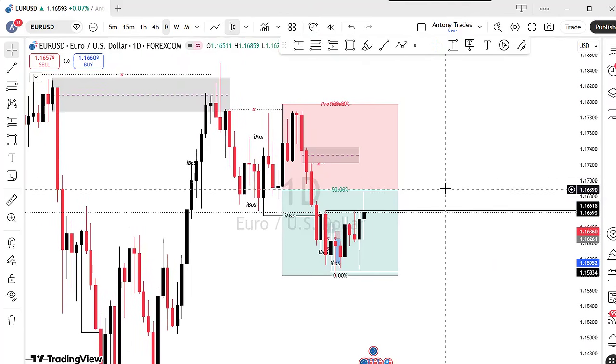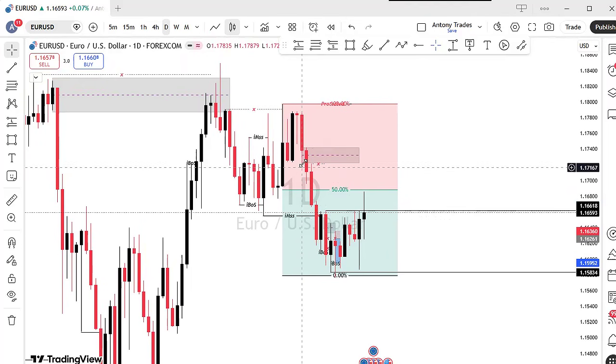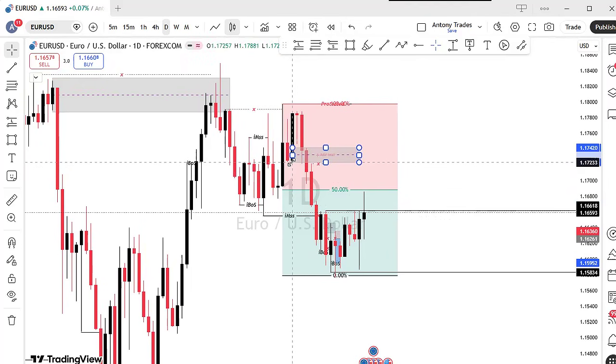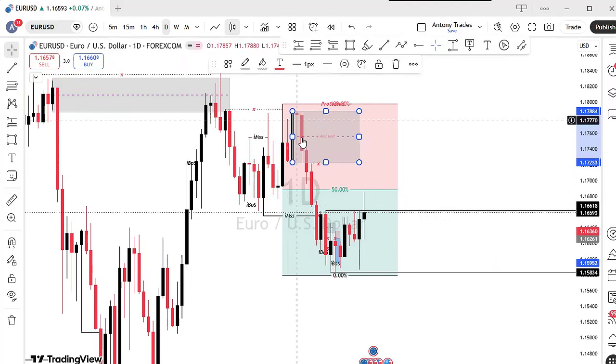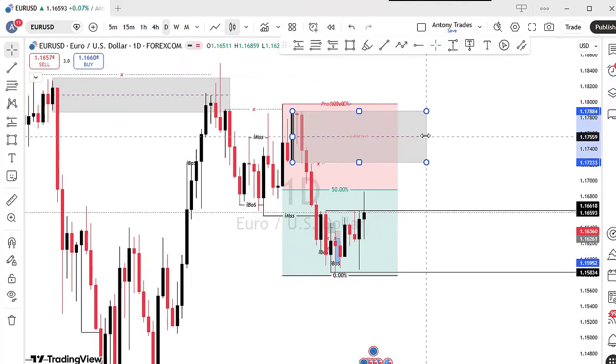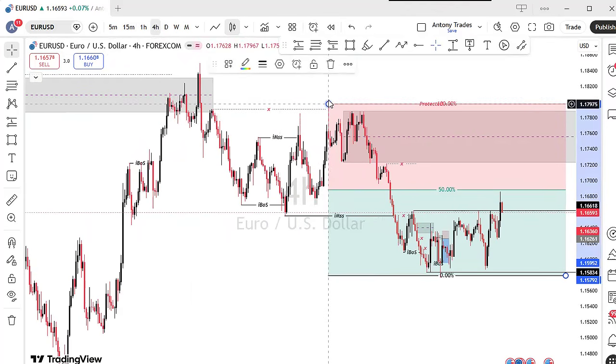Remember, the daily time frame is a higher time frame compared to the 4 hour time frame. So you expect a daily time frame point of interest to have a high impact on the market compared to a 4 hour point of interest. So when I go to the daily, this is my last bullish candle before this bearish movement. So this becomes my point of interest. Okay. So when I go back to my 4 hour time frame, let me remove the fib.